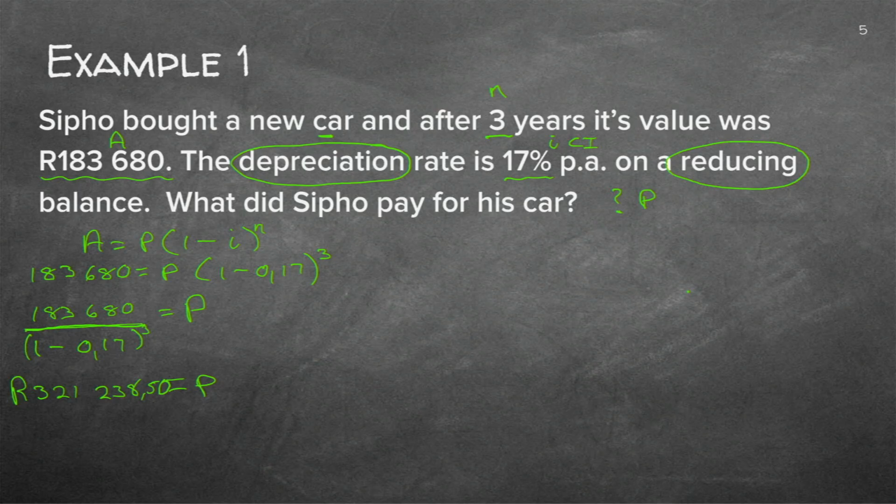Let's just see if it makes sense. 321 is what it originally cost, this new car. The end value was 183,000 roughly. So it's much less, it's nearly half. And therefore I know I've done it correctly. It's a very high interest rate, 17%. That's why it's so much less than it was originally. And that is what they asked.